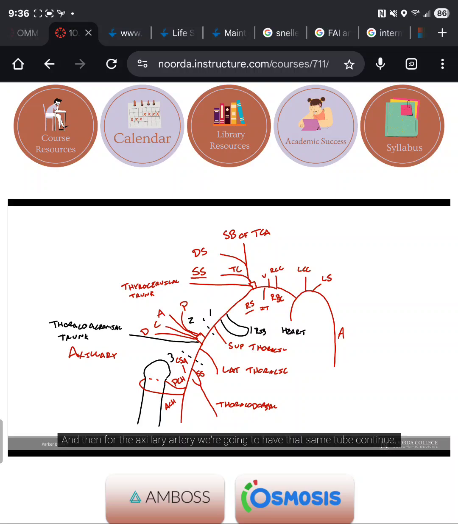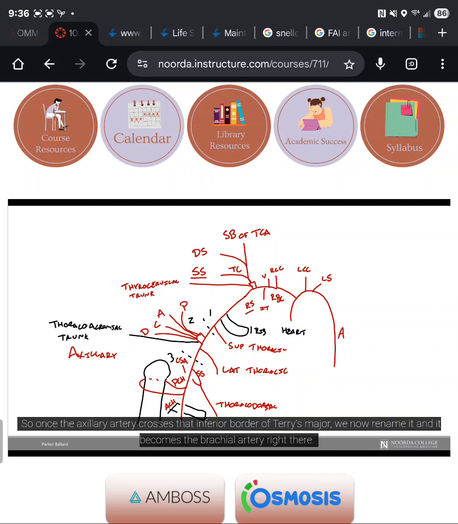And then for the axillary artery, we're going to have that same tube continue, but once it crosses the border of teres major, so maybe I'll draw a little teres major right here. Once the axillary artery crosses that inferior border of teres major, we now rename it, and it becomes the brachial artery right there.